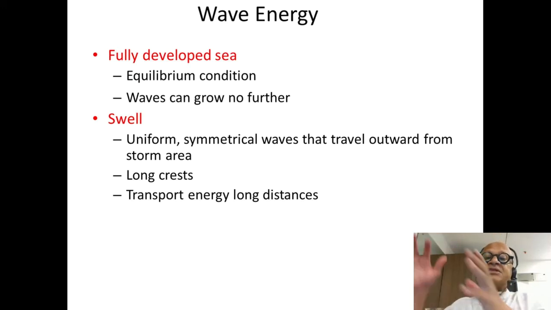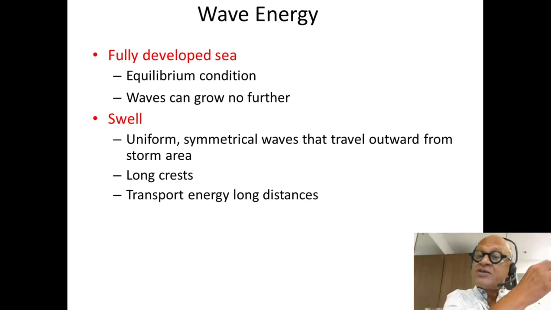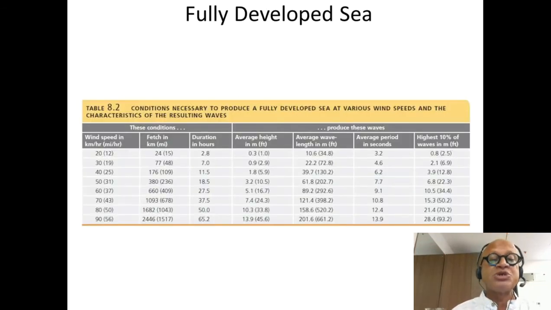And we said the swells get sorted out and they outrun the storm because they have a long wavelength and their wave celerity is greater than the speed at which the storm is moving, or maybe the storm is not moving at all. So the swell is essentially these uniform symmetrical waveforms that travel out from the storm area. They have nice long crests and they transport energy to very long distances, as I mentioned before.